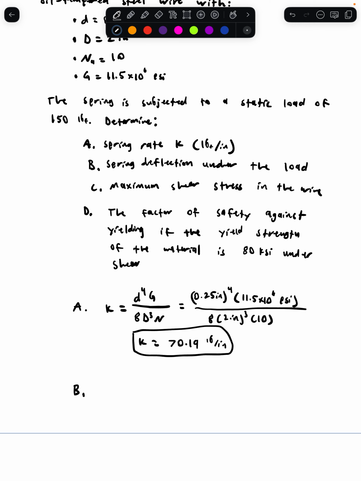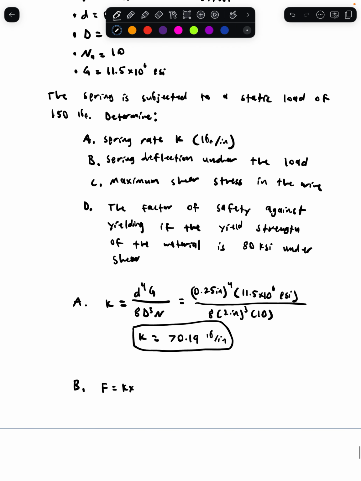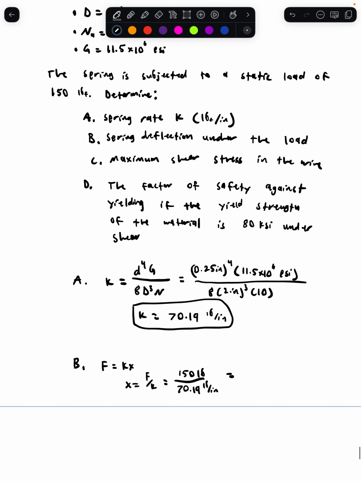For B, we're asked to find the deflection of the spring under load. So we have this equation. I guess this equation only applies to compression springs. It doesn't apply to torsional springs. Should have made that a little bit more clear earlier. But the deflection is just F over K, which is 150 pounds divided by 70.19 pounds per inch, which is going to be about 2.14 inches.